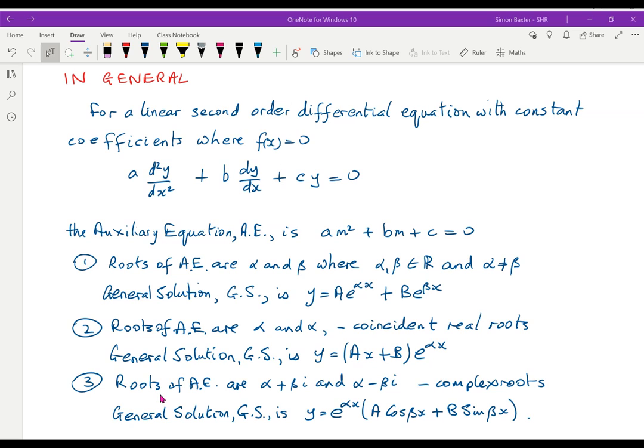And if the roots of the auxiliary equation are complex, they must occur in complex conjugate pairs. A, b, and c are real numbers. Then the general solution will be y equals e to the alpha x, that's the bit without the i, the real part, a cos beta x plus b sine beta x.